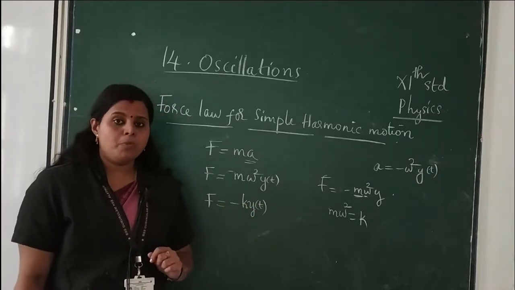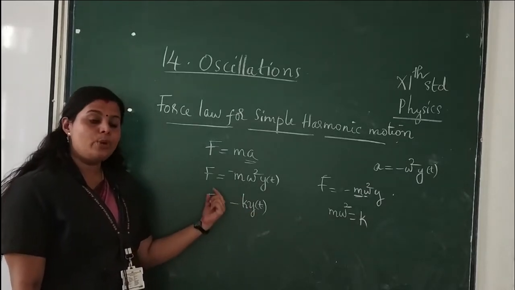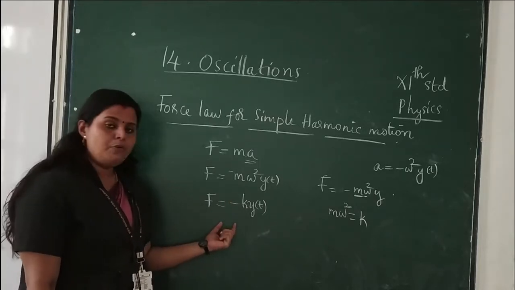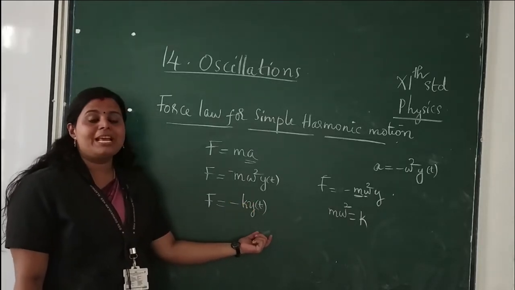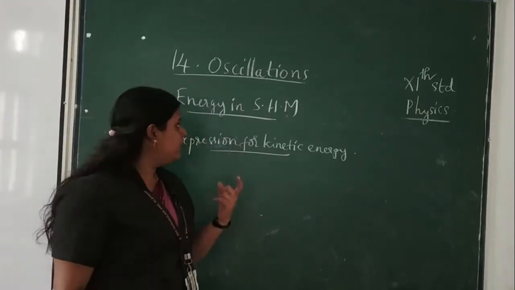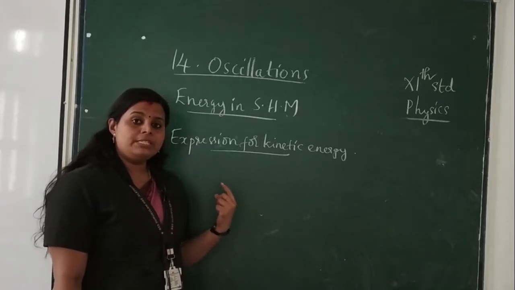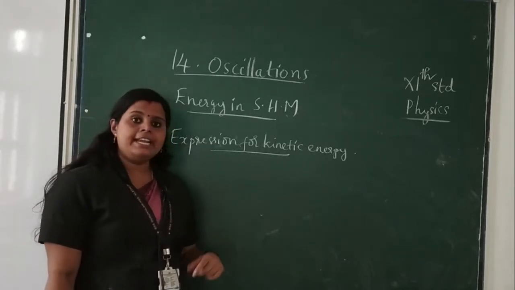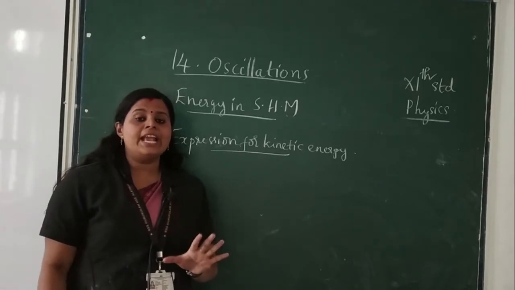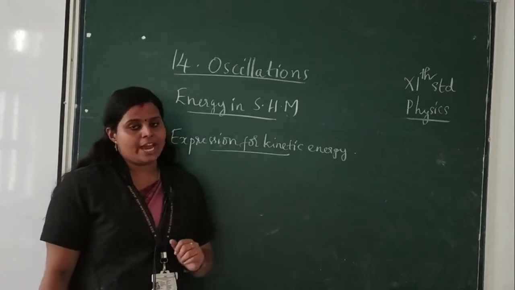So simple harmonic motion is the motion executed by a particle subjected to a force equal to F equal to minus k into y of t, and this force is directly proportional to the displacement and directed towards the mean position. Now let's discuss about the energy in simple harmonic motion. So in this session, first we will derive an expression for kinetic energy, and after that an expression for potential energy, and finally we will find out the total energy by adding kinetic energy and potential energy.